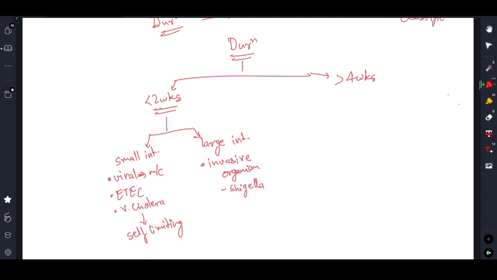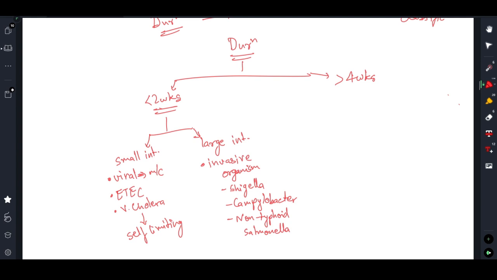It can be Shigella, it can be Campylobacter, it can be non-typhoid Salmonella, right? These can be the possible causes in that case.